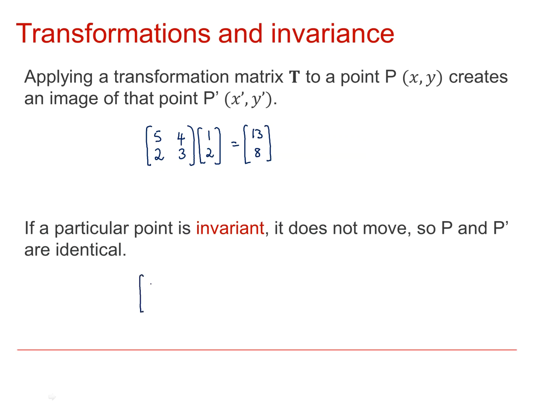Sometimes though, the point doesn't move. For example, if we use the same matrix but apply it to the point 2, minus 2, we get 10 take away 8 is 2, and 4 take away 6 is minus 2. So the point 2, minus 2 is mapped to itself. We say that it is an invariant point. It doesn't vary.